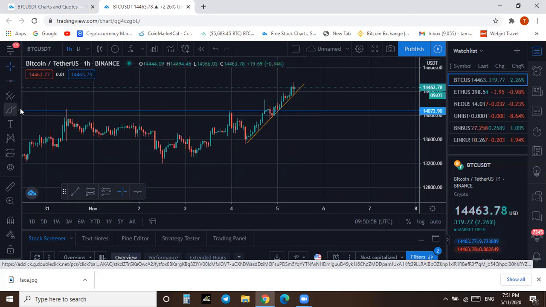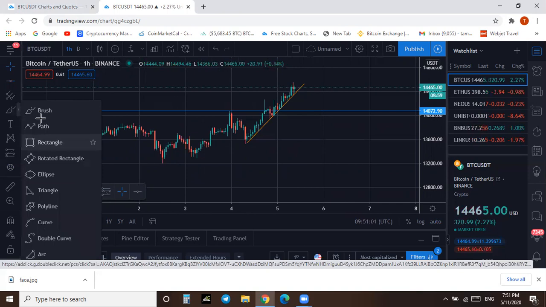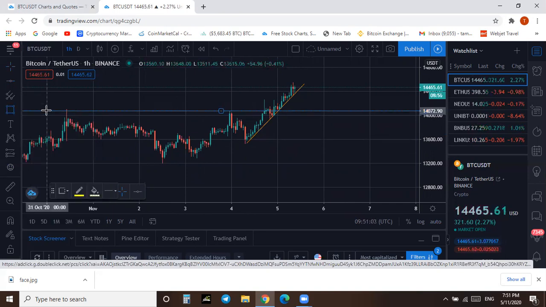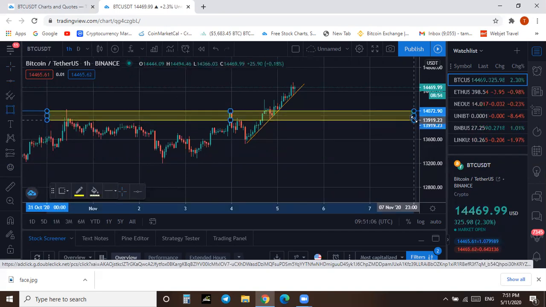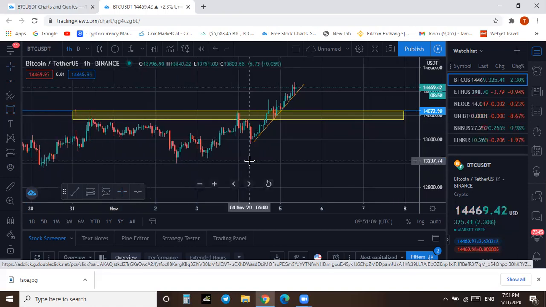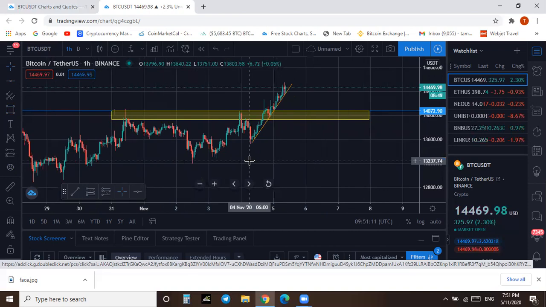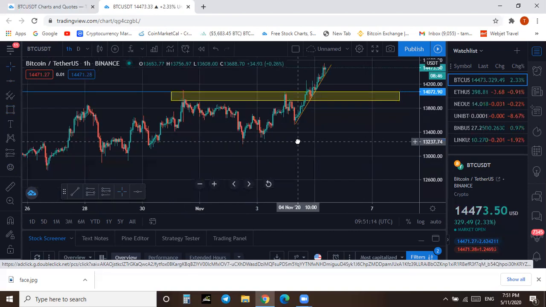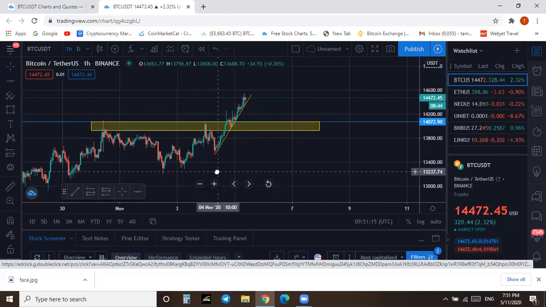That's pretty much how trading works, guys. You look at a chart, you find support areas, you find trend lines to see which way it's going, and then you wait for it to touch these levels, and you enter the trade. Simple as that.